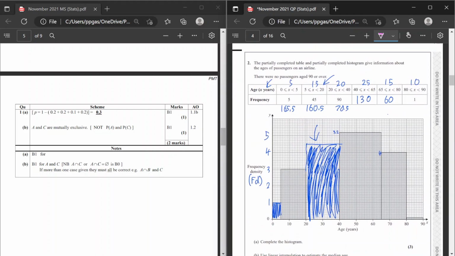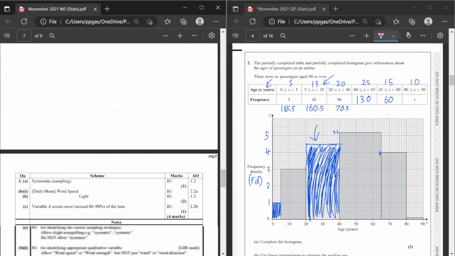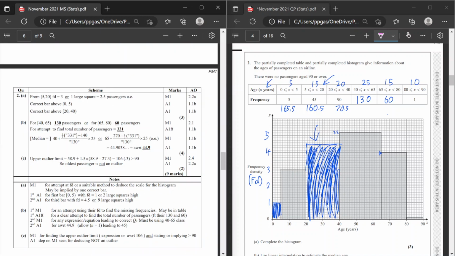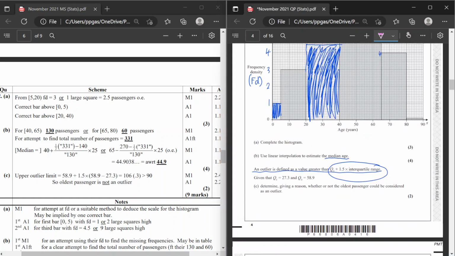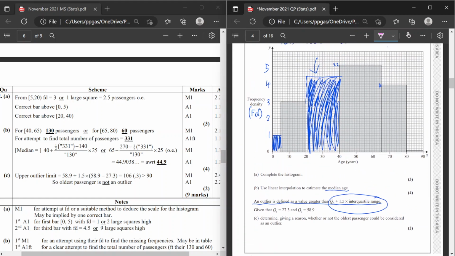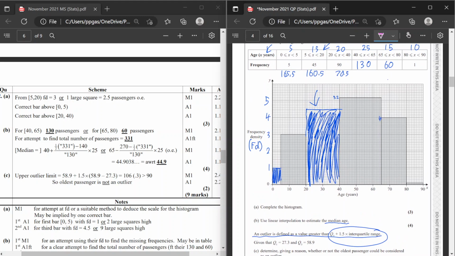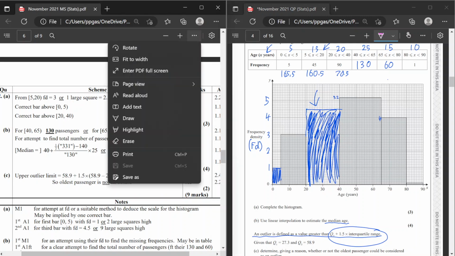Oh dear, a lot of writing there. It was a histogram. Okay, let's see what we got in the mark scheme. Right, so it's 3 marks for the first question: complete the histogram. Okay, what have I got here? I'm reading the mark scheme here. I'll just get a little pen so I can draw on it.